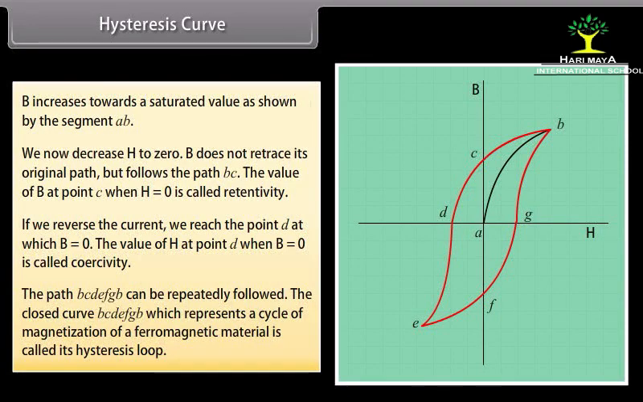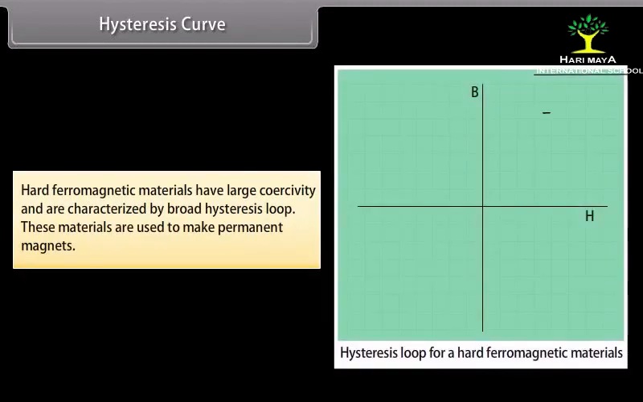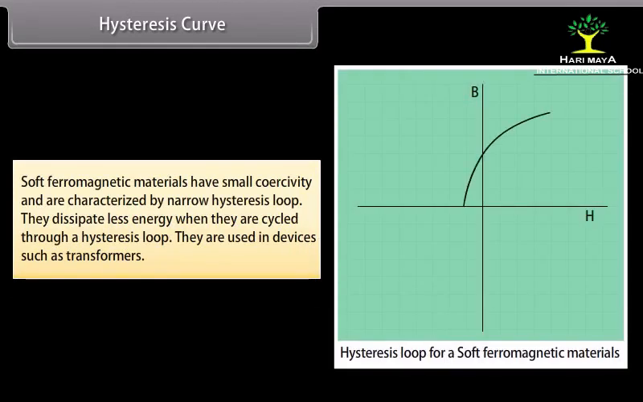The closed curve BCDEFGB, which represents a cycle of magnetization of a ferromagnetic material, is called its hysteresis loop. Hard ferromagnetic materials have large coercivity and are characterized by broad hysteresis loop. These materials are used to make permanent magnets. Soft ferromagnetic materials have small coercivity and are characterized by narrow hysteresis loop. They dissipate less energy when they are cycled through a hysteresis loop. They are used in devices such as transformers.